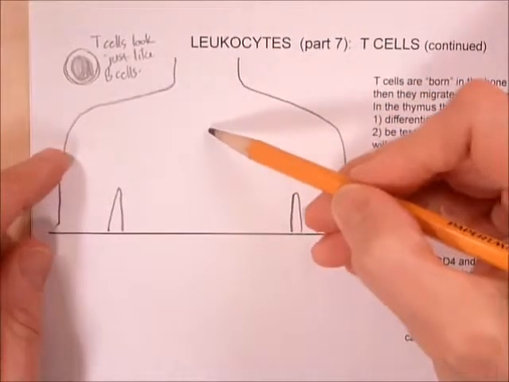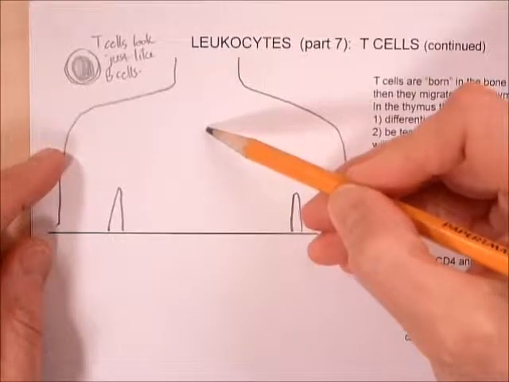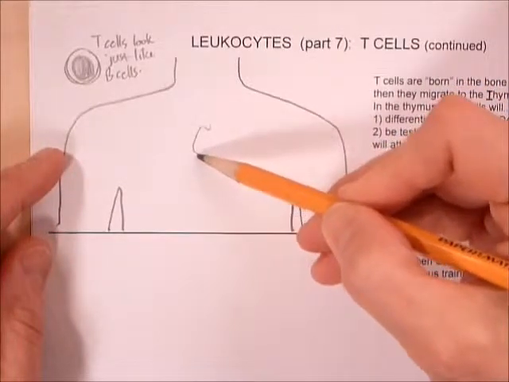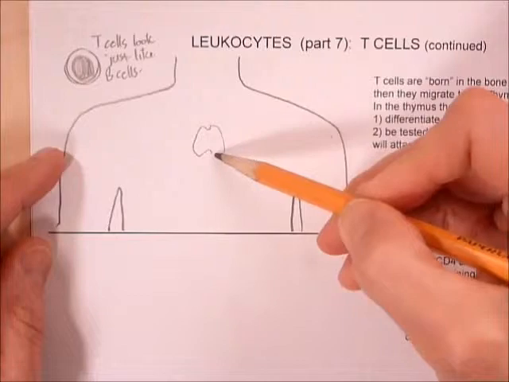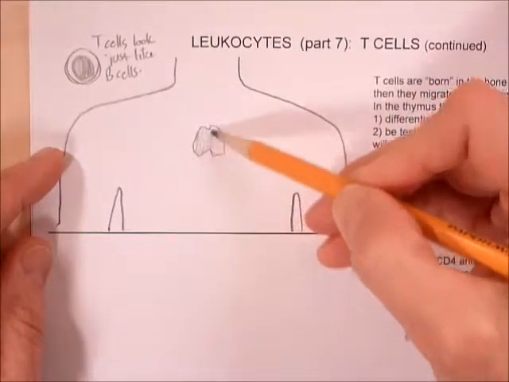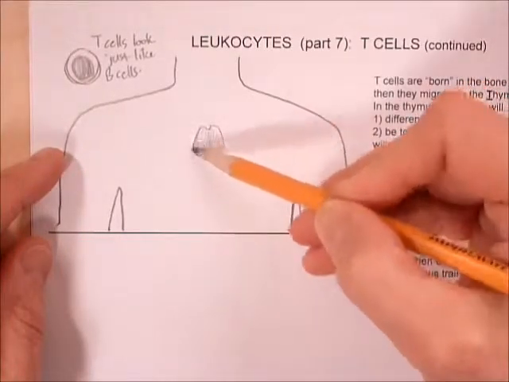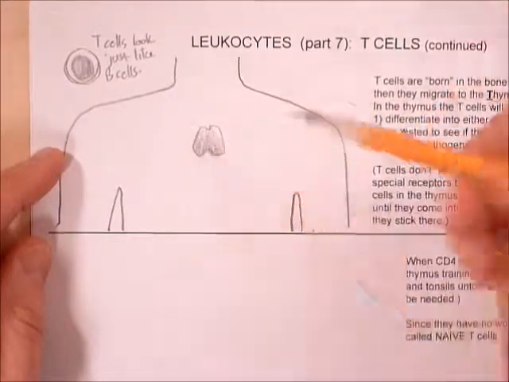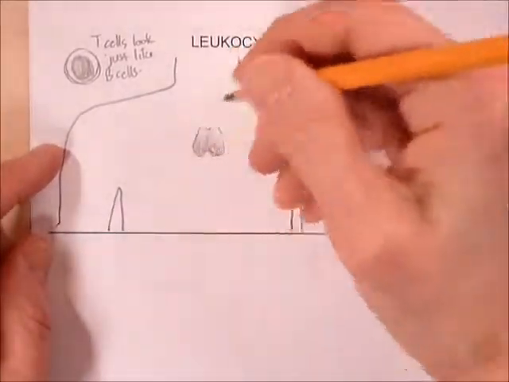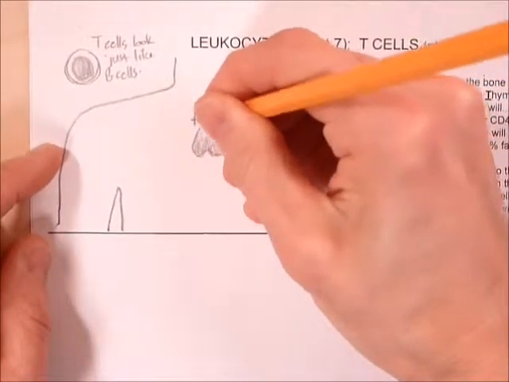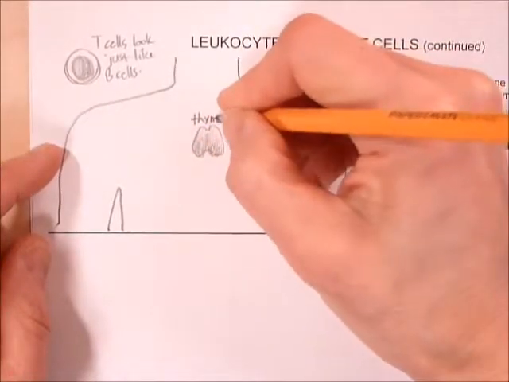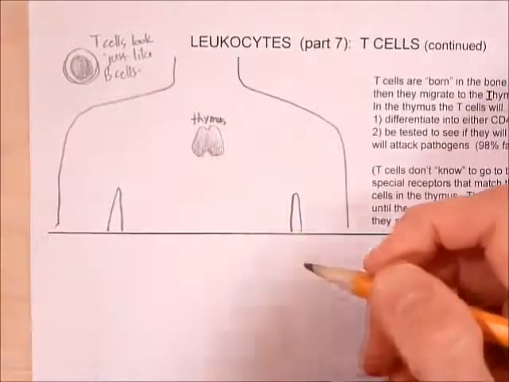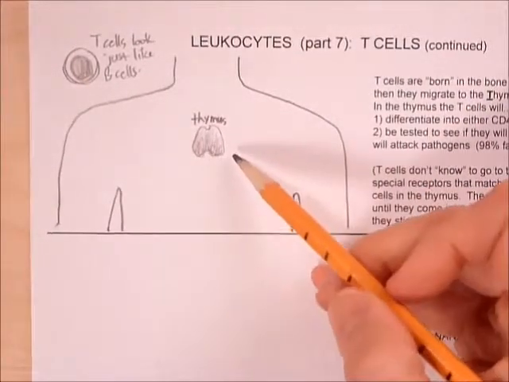Okay, we need to draw a little organ right here, right? It'll be kind of right above where your heart is, a little thing like this. It's like a little kind of butterfly or whatever. If you look for pictures of them on the internet, you'll see them in all kinds of blobby, weird shapes, but that's fine. And we're going to label this Thymus, T-H-Y-M-U-S, Thymus.